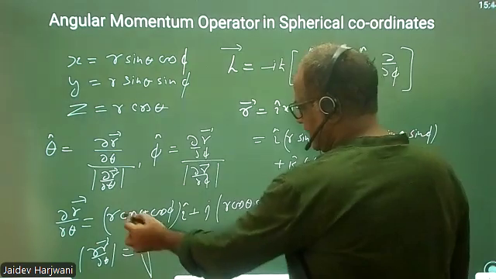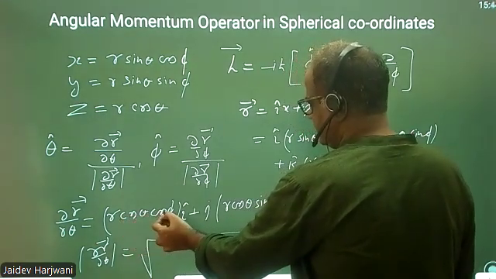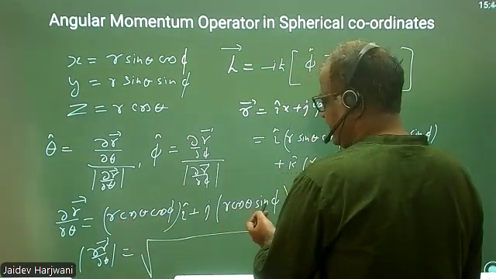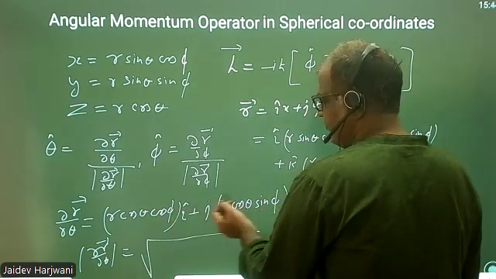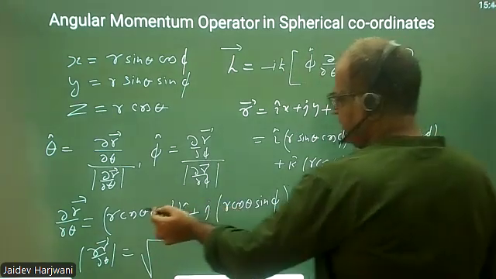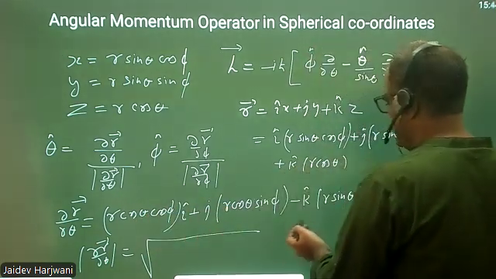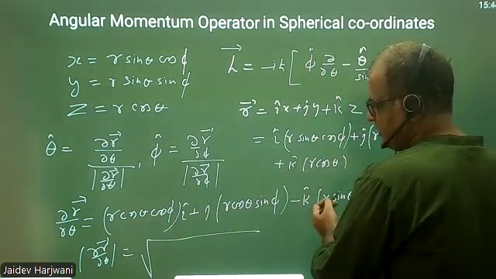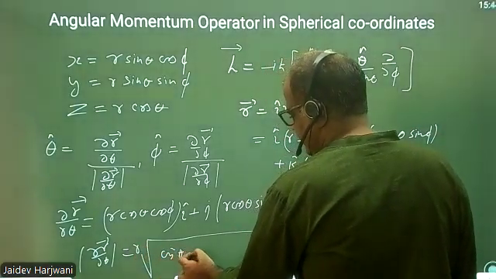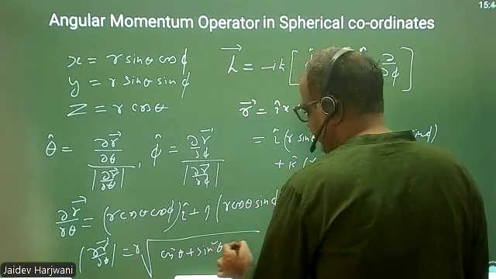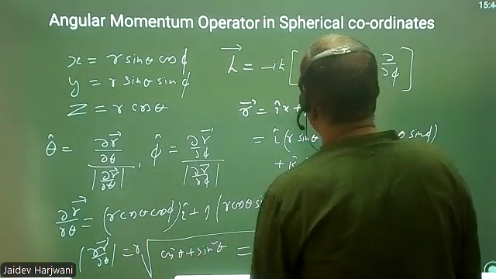This is under root r square cos square theta cos square phi plus cos square theta sin square phi. If you take cos square theta common, cos square phi plus sin square phi becomes 1, and now you are left with only r square cos square theta, and here you have r square sin square theta. So r will come out, and cos square theta plus sin square theta becomes 1. So the magnitude is r.